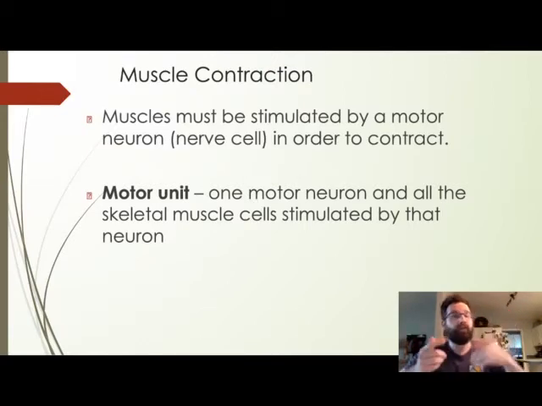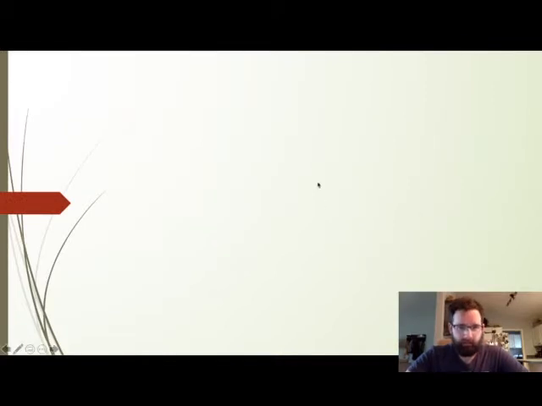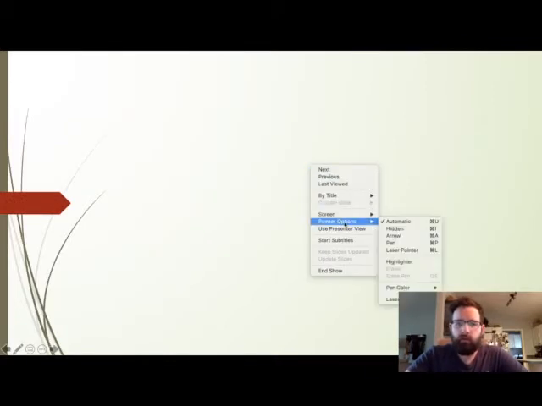I used the word motor unit. You might have heard this word before. A motor unit is one motor neuron, which is a type of neuron that makes something move, like the ones attaching to muscles, and all the skeletal muscle cells stimulated by that neuron. Together, that unit is called a motor unit. I left a blank slide here because I want to try to draw this.